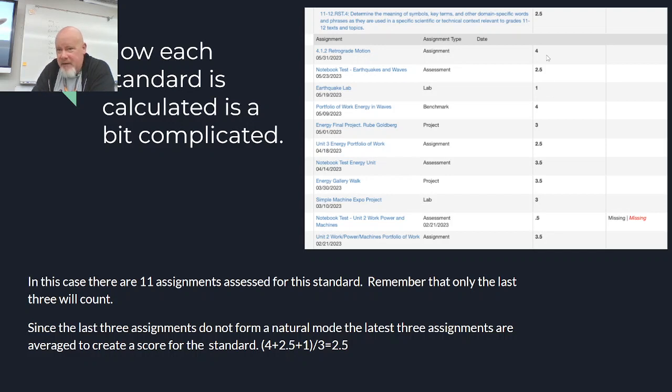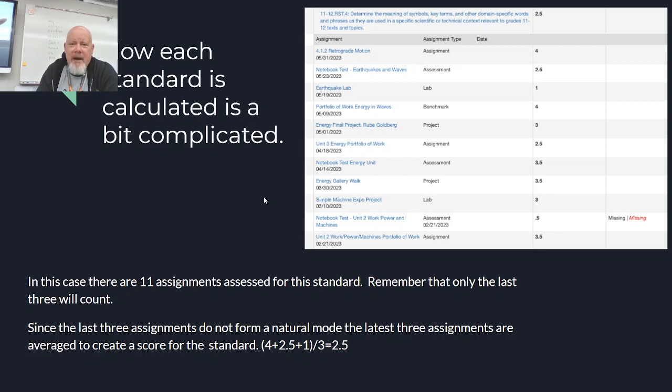Well, this time there's not 2 numbers versus 1, so I can't take the mode. So what it does actually here is it takes the average. 4 plus 2.5 plus 1, and then divide that by 3 for those 3 assignments, and that's where we get the 2.5 for that assignment. Okay, so it's one of those 2 ways. Either it takes the mode of the last 3 or the average of the last 3.